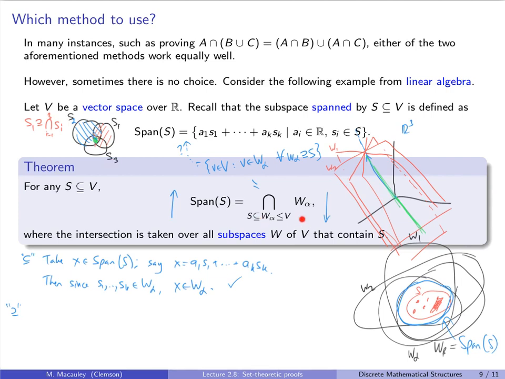Well, we have the same situation here. The left-hand side is one particular W beta. So this is equal to W beta for some beta. And the right-hand side is the intersection, this little tiny thing in the middle, of all of those W betas. So of course, this is going to be a subset of that. And that's exactly what we had to show, that this is a subset of the span of S.